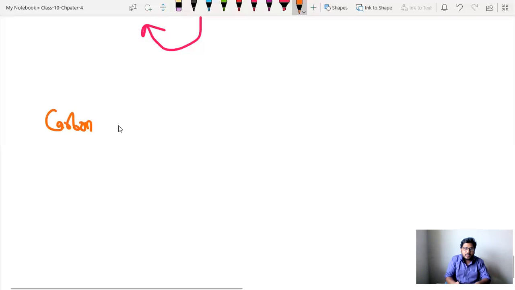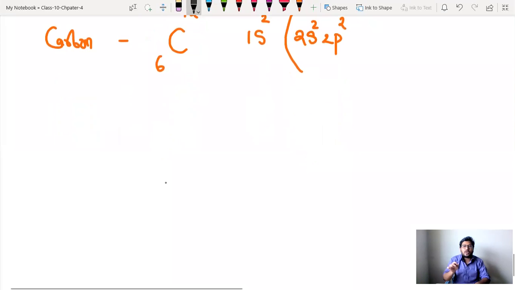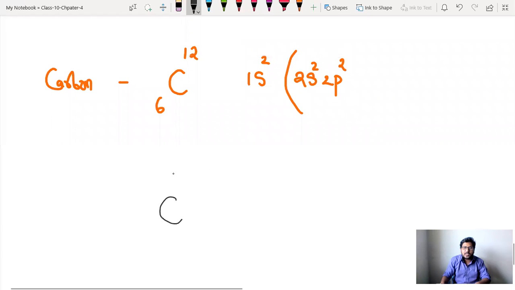Carbon, it is represented with the letter C. Atomic number 6, mass number 12. Electronic configuration 1s2, 2s2, 2p2. What is the outermost orbit? 2s2, 2p2. Now, if you draw the electron dot structure for carbon, how many valency, outermost electrons? 4, isn't it?